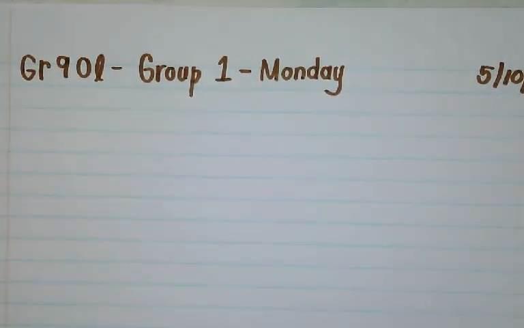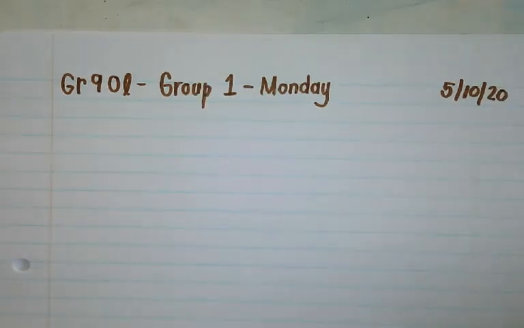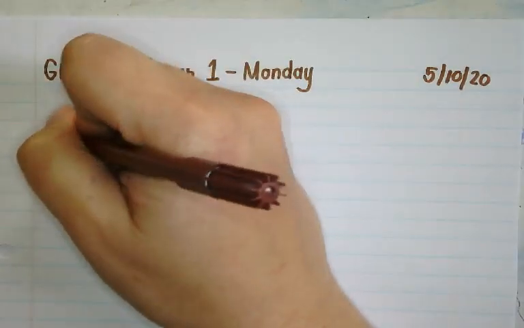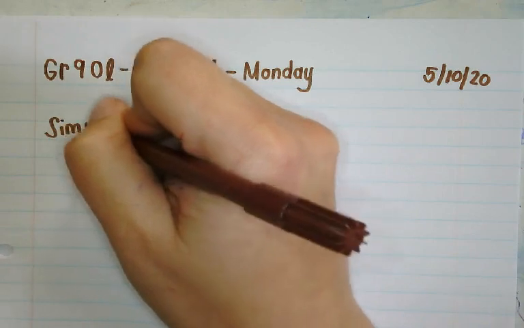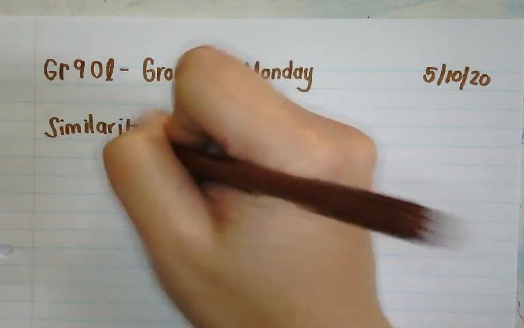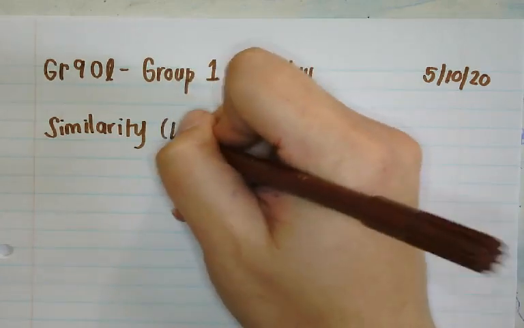So in order for us to prove similarity, and we focus on triangles, since triangles have 3 angles or 3 sides, we need to prove 3 things. So for similarity, a reminder of what our symbol for similarity is.